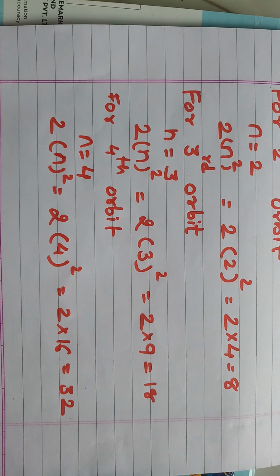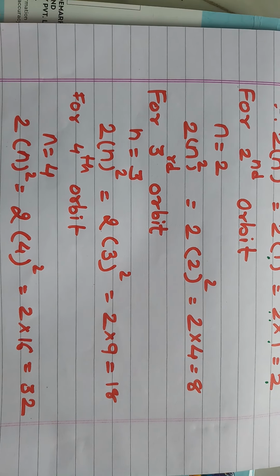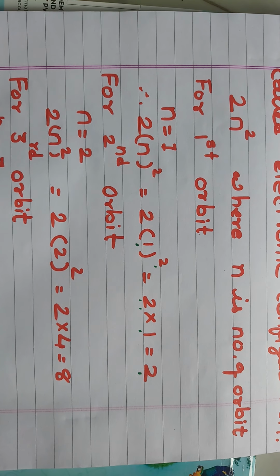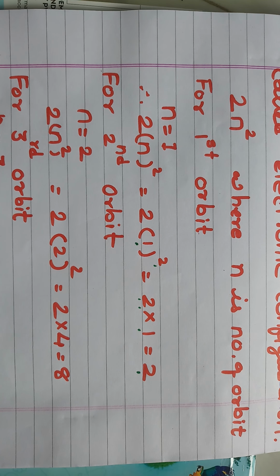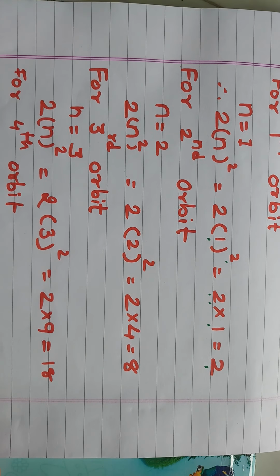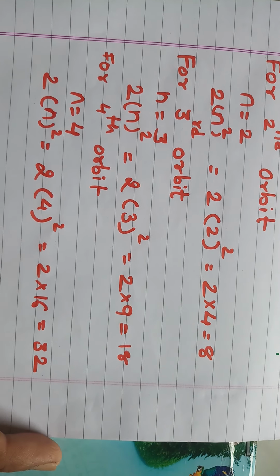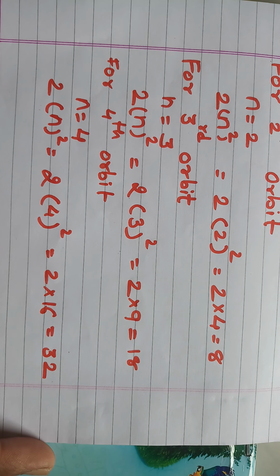Okay, so this is how we distribute the number of electrons. The maximum capacity of the first orbit is 2 electrons, the second orbit is 8 electrons, the third orbit is 18 electrons, the fourth orbit is 32, and the fifth orbit is 50.